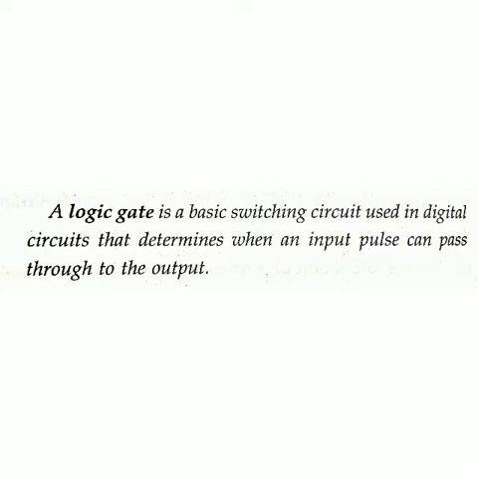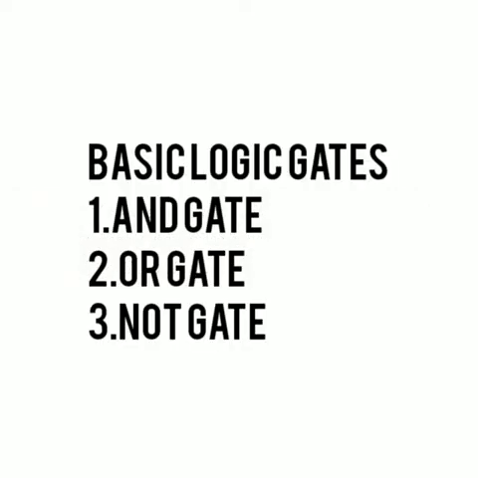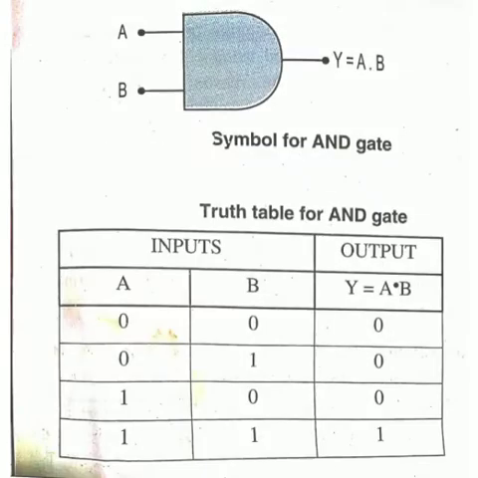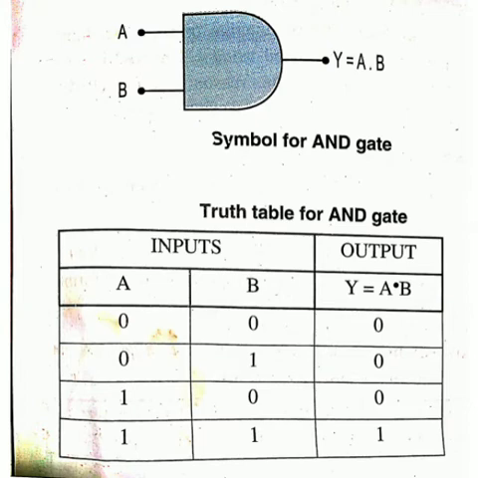Logic gates are the basic building blocks of all digital systems. AND, OR, and NOT are called basic gates. So first, the AND gate. This AND gate is used in electronic circuits which have two or more inputs and one output.